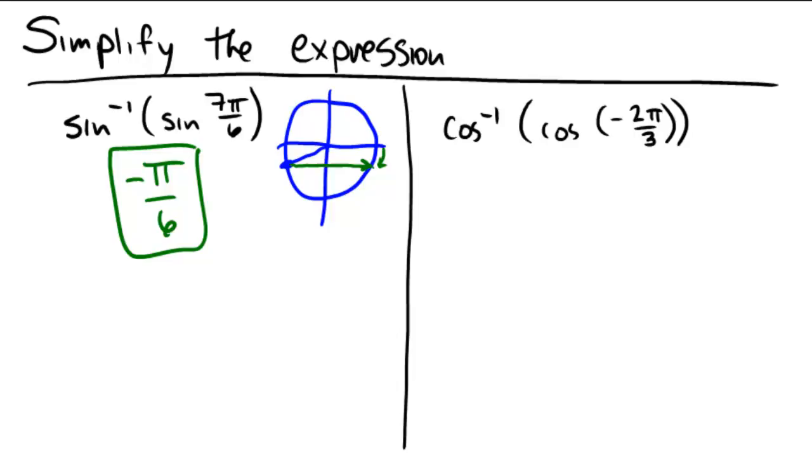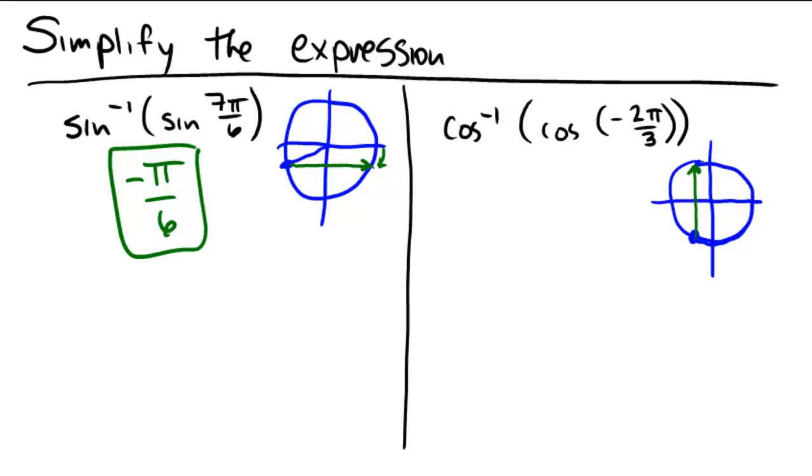Okay, let's try it again with the cosine inverse now. So the cosine inverse of the cosine of negative 2 pi over 3. So again, kind of wish it was negative 2 pi over 3, but that's not going to work for us. Negative 2 pi over 3 would move us over to this spot right here. Now unfortunately cosine's only on the top half, so what we're going to have to do is reflect that back up to the top half of the circle.